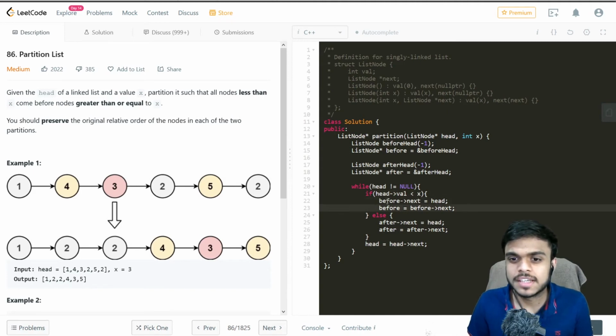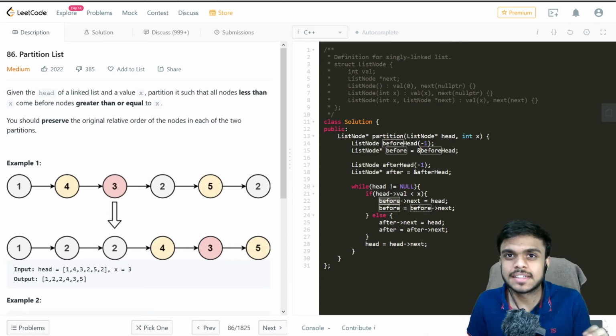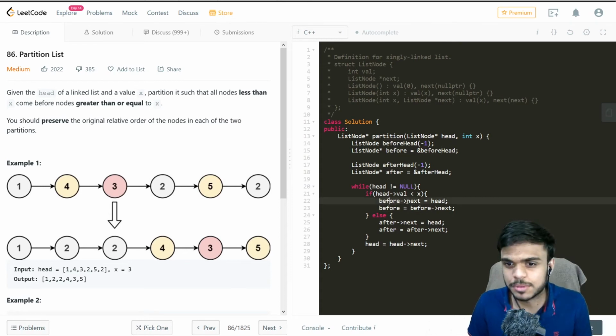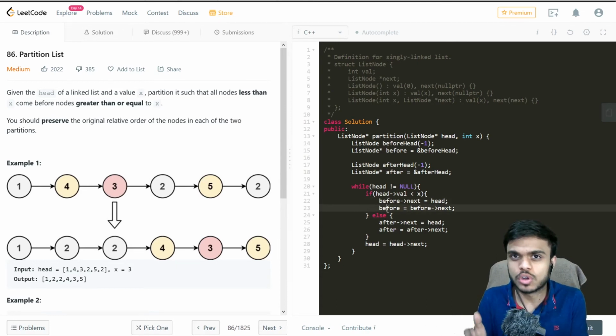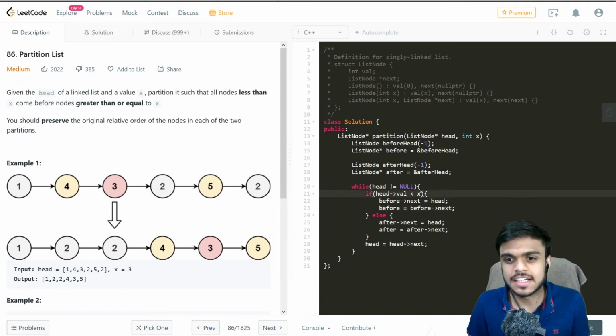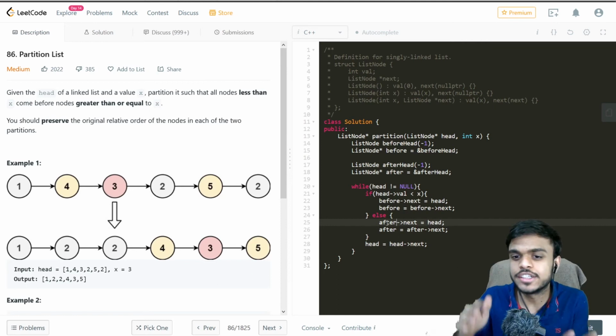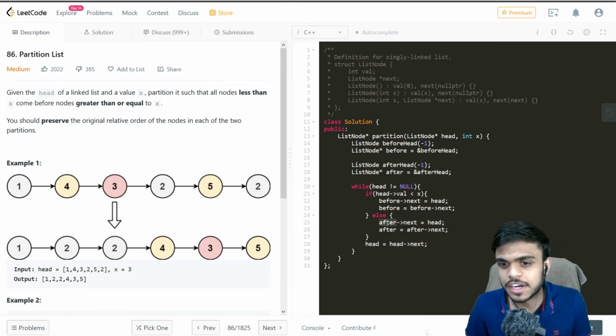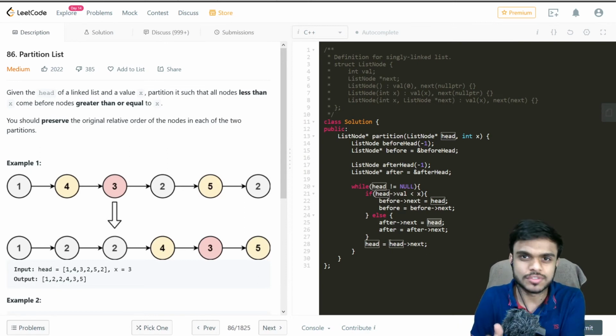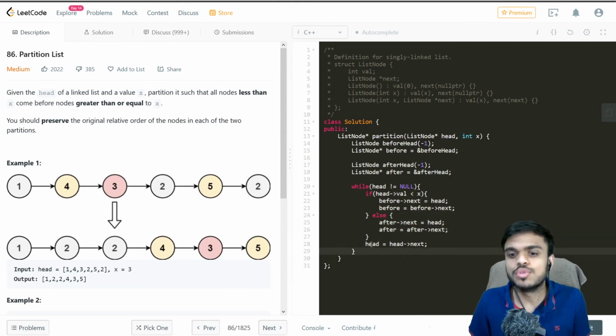If it is so, then before of next would be pointing to head, and we move forward the before pointer of the first list. If that is not the case, that is, the element we are currently pointing to is not less than x, then we add it to the after list, doing after dot next equal to head, and then moving forward the pointer of the after list. After this condition is checked, we move forward the head node.